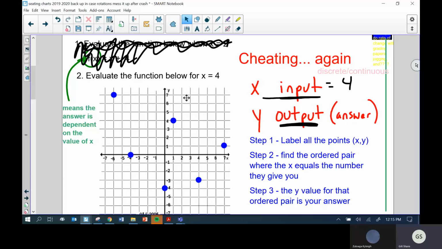Alright, looks like most people are done, so I'm going to move forward. You can keep writing. So the first step, it says, label all of the points. That just means put the x and the y value by each coordinate. So if I come in, this one would be, and I'll get out of the way in a second, -6, comma 7. Can you see the black?